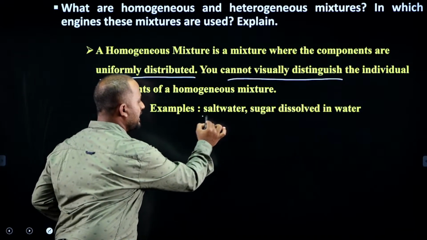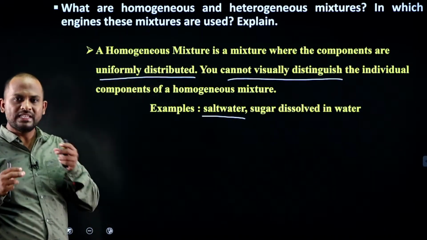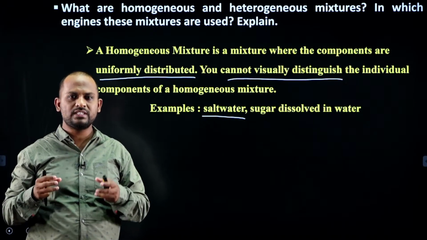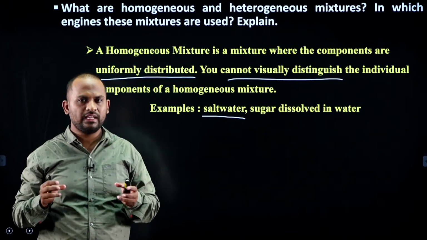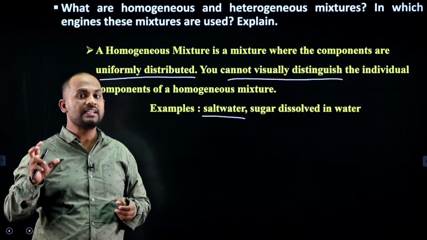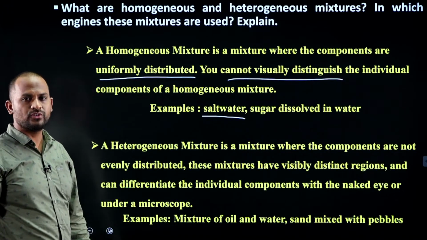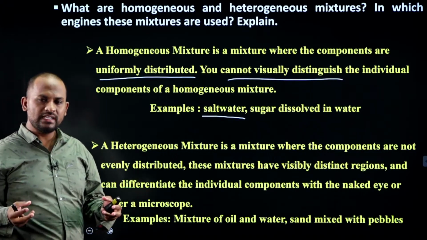For example, take salt water. When you mix salt in water, after mixing, what happens? If I want to see salt and water separately, it cannot be seen. So that is an example of a homogeneous mixture. Then what is a heterogeneous mixture? In this, the two components are mixed.